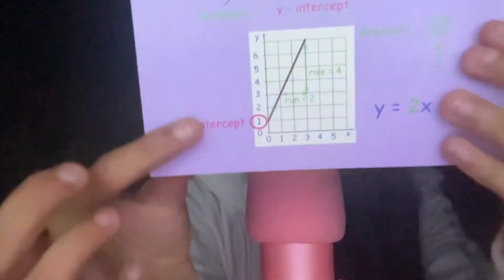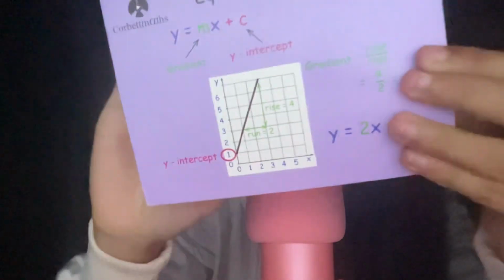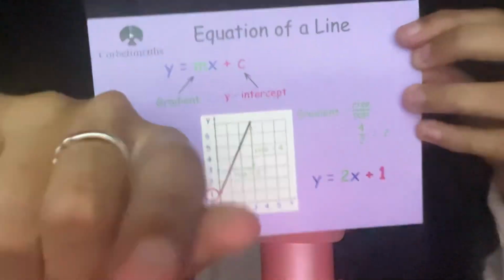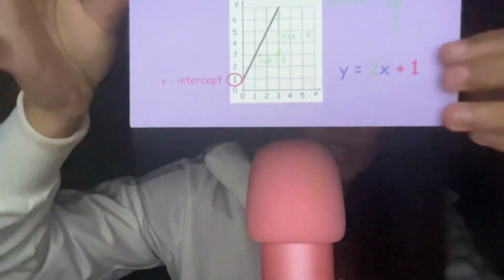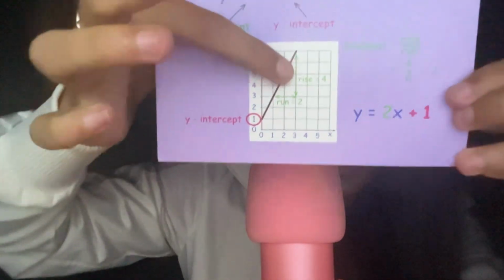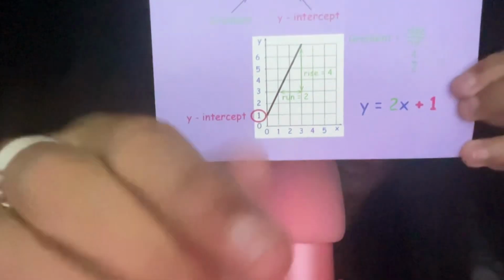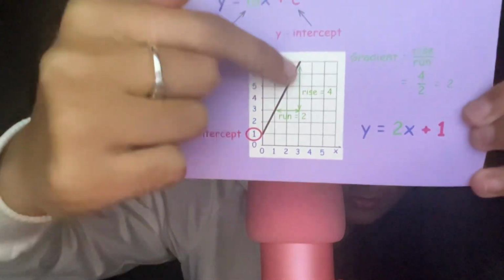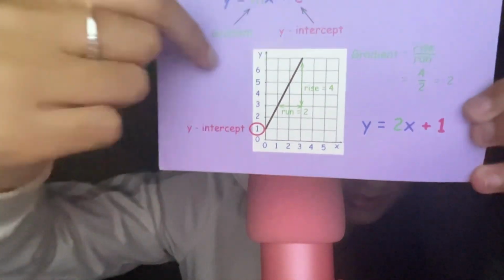Quite simple, but the equation of a line. So y equals mx plus c. So m is the gradient. How do you find the gradient? Take 2 points on your line, hopefully integers. You just kind of want to look at the integer graph values, and you just connect them. So up and across.